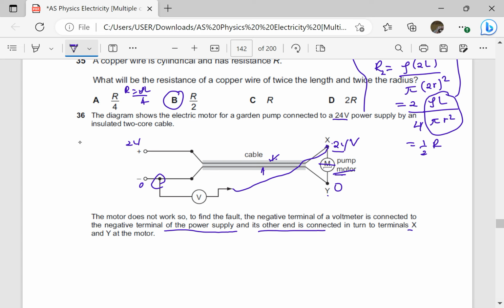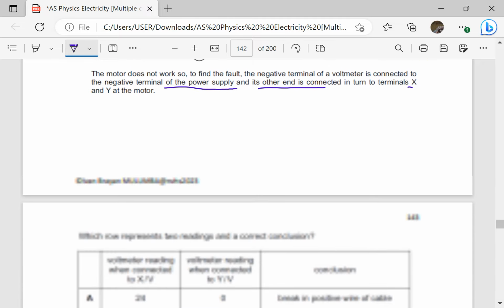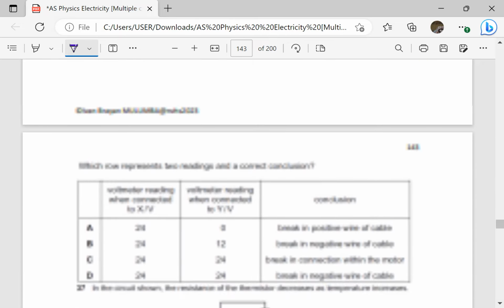It means this other cable is actually cut out. So if there is a break in the pump, X will be at 24, but Y would be at 0. So what does this imply? Let's check. If there's a break in the pump, X will be at 24 and Y would be at 0.